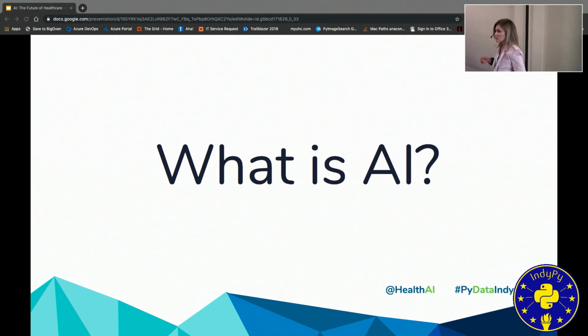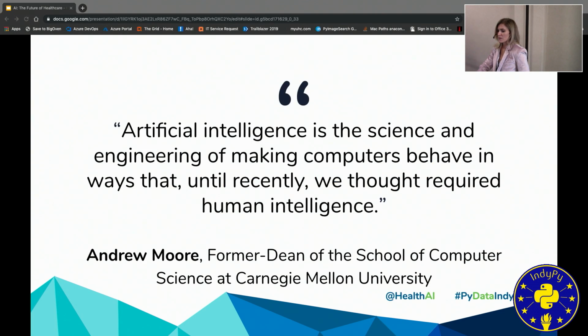And really because machine learning is going to give you some results, but it doesn't necessarily do anything with those results. I like to think of AI as a system and not just an algorithm or an ensemble of algorithms, and I'll get into this a little more later. And my favorite definition of AI was by Andrew Moore, who is the former dean of the School of Computer Science at Carnegie Mellon University. And he said that artificial intelligence is the science and engineering of making computers behave in ways that, until recently, we thought required human intelligence. So we're trying to get computers to do things that we used to think required a human brain.